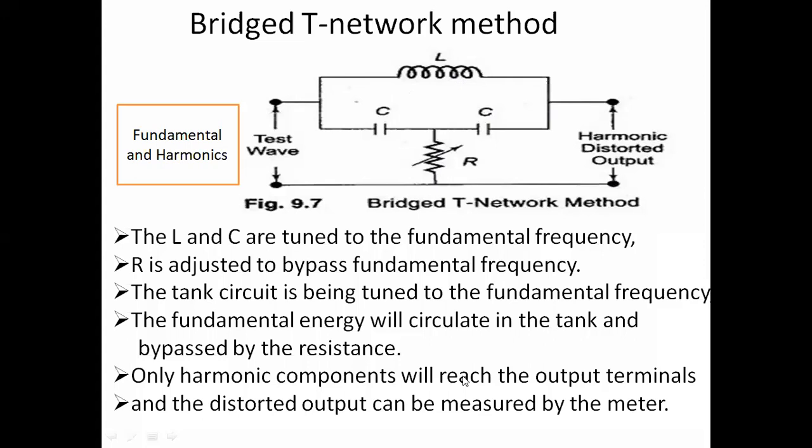Here the output terminals will have only the harmonic components. The fundamental frequency components are bypassed through the resistance R. So by adjusting this R value, we can bypass the fundamental frequency energy. Okay, so all the other harmonic components will reach the output terminals, and the output is measured in the meter. So that meter will indicate the RMS value of the total harmonic distortion. So it gives the RMS value of the total harmonic distortion.